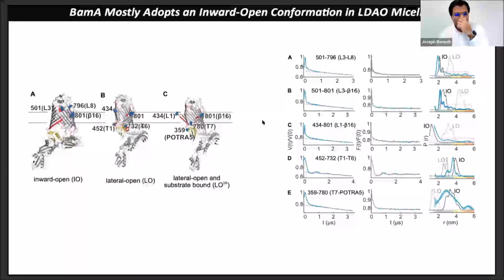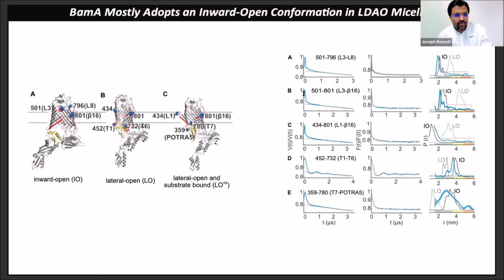So now I would like to go directly into the measurements. So here you can see the primary data, the background corrected data, and the distance distributions. And the simulations for the inward open and lateral open states are shown in black and gray respectively. So when we look into L3, L8, we are measuring between L3 and L8. And as I mentioned earlier, L3 can undergo large conformational change. But here we see that the experimental data is mostly in agreement with the inward open conformation of the barrel.